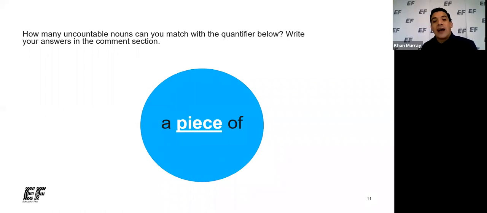For example, a piece of advice. When you want to give someone some help, you can say, I'd like to give you a piece of advice. Information is also a piece of information. It's another one that you can say, just a small amount, not all of it, only a part of it, we can call that a piece of information. So those were a few extras that you can note down: advice and information.